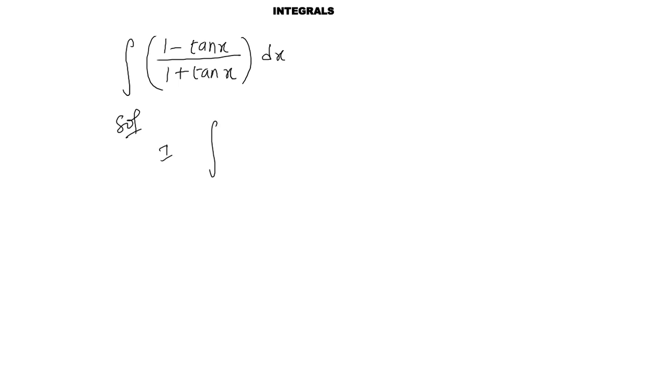Okay, so let us look at another problem. So integral 1 minus tan x by 1 plus tan x dx. So this results to, as tan is sine by cos, and then after simplifying we get this as cos x minus sine x, and cos x plus sine x dx.